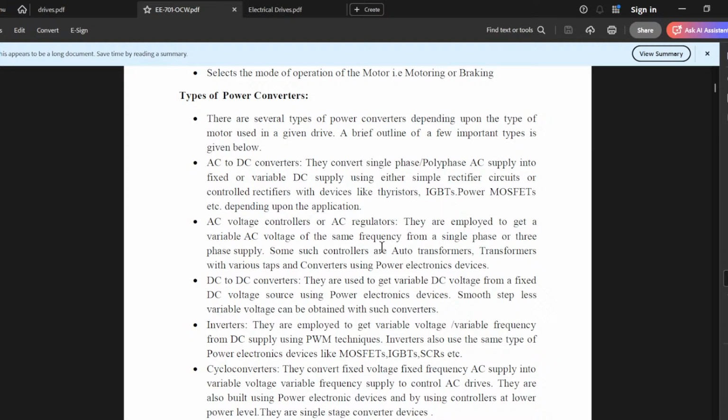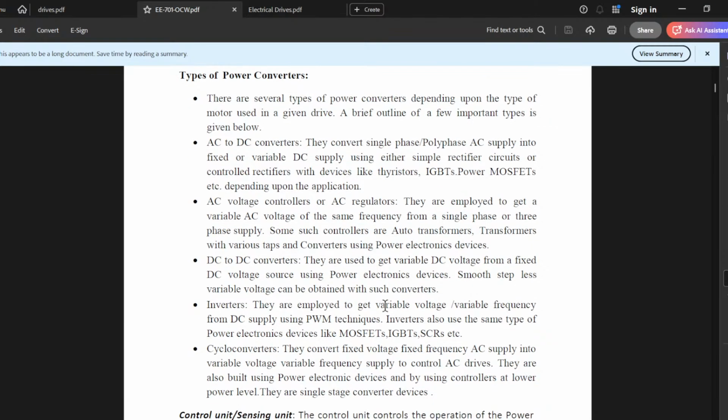What else can we say? Just transformers. You must know what a transformer is. A transformer is a device which can transmit AC to AC, but changing the voltage. It depends on the number of turns, so you can step up the voltage or step down. These are called transformers. So AC voltage controllers or AC regulators are just made using transformers. It can be auto transformers with various taps, converters, all these things.